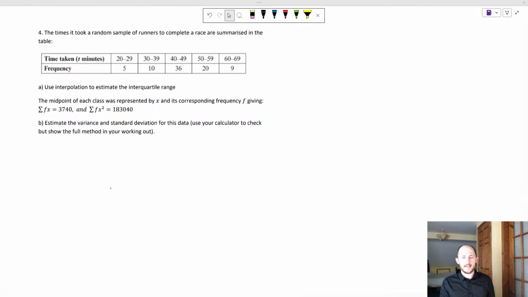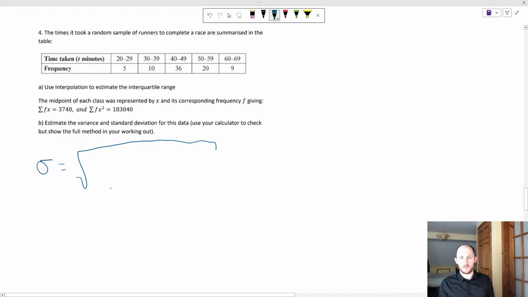If you're not sure what it is, well, standard deviation, which is normally given by the letter sigma, is just the square root of, God, that's horrible, the sum of fx squared over the sum of f squared.